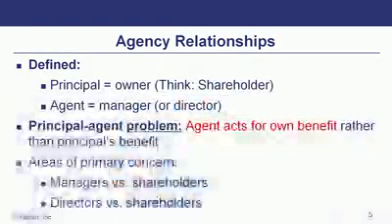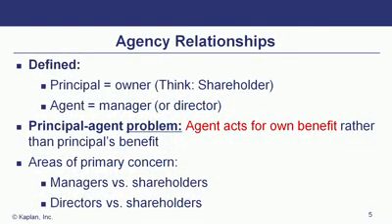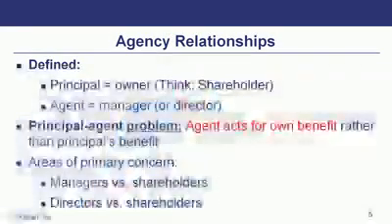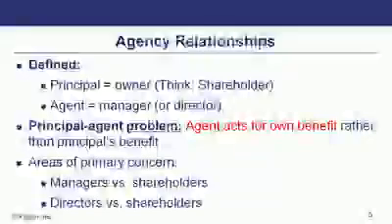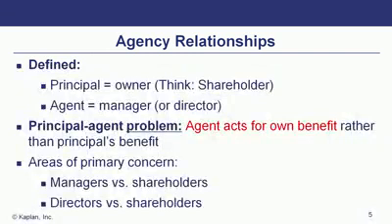So, agency relationships. And again, we see this elsewhere in the curriculum. The principal is the owner, the agent is the manager. There's this asymmetric information that occurs because the managers are the ones that are talking to the research scientists, dealing with the patent lawyers, talking to the tax accountants, having lunch with the senators, or whatever it happens to be. So the principal-agent problem here is that the agents can act for their own benefit rather than the principal's benefit.